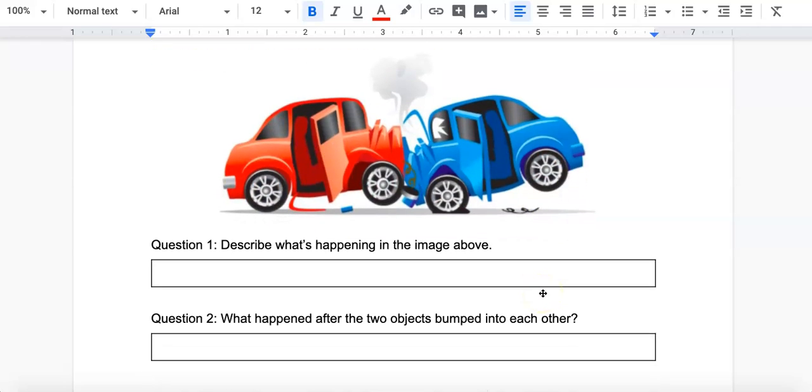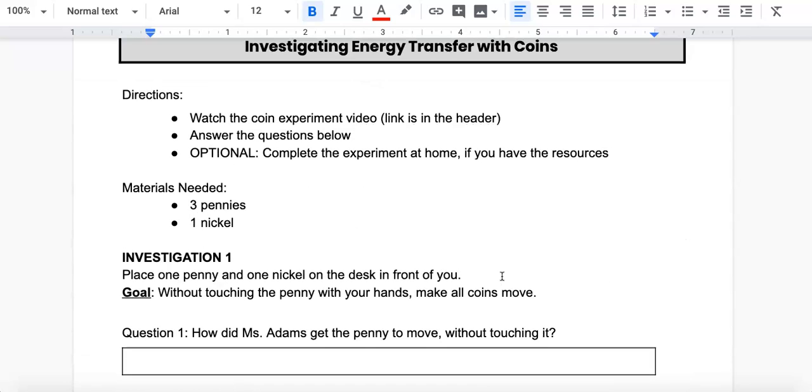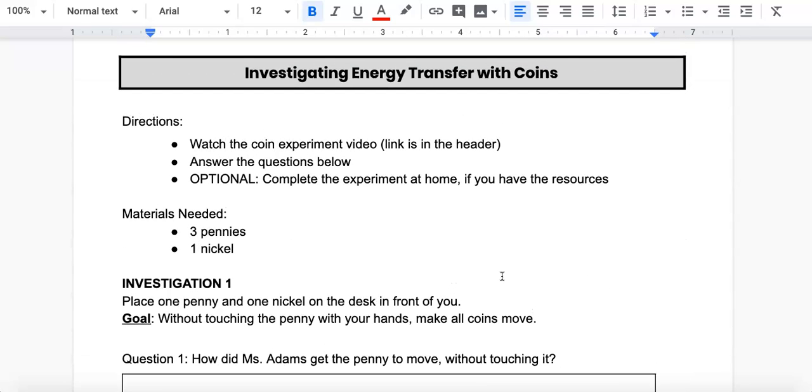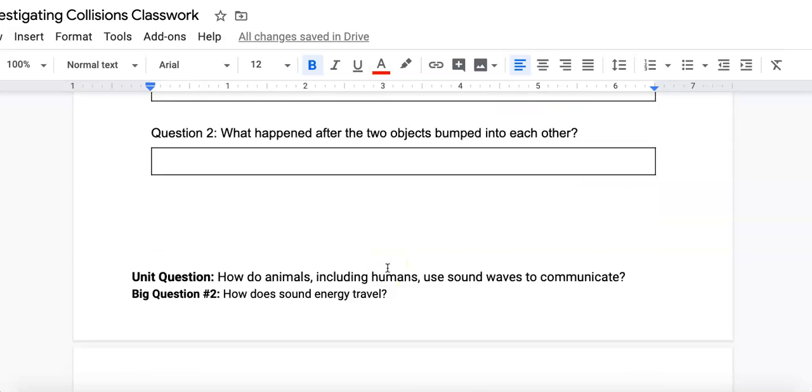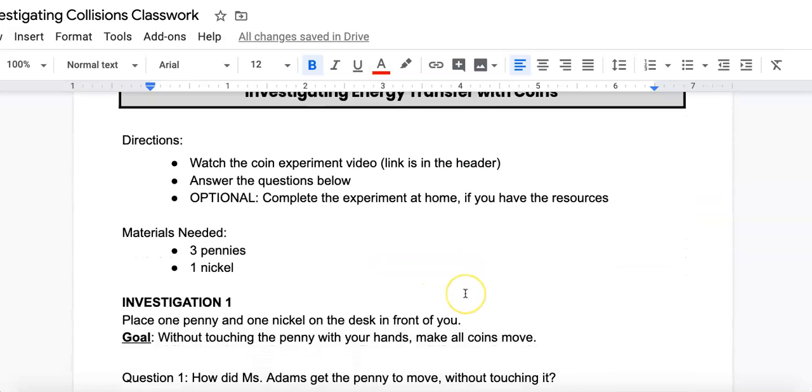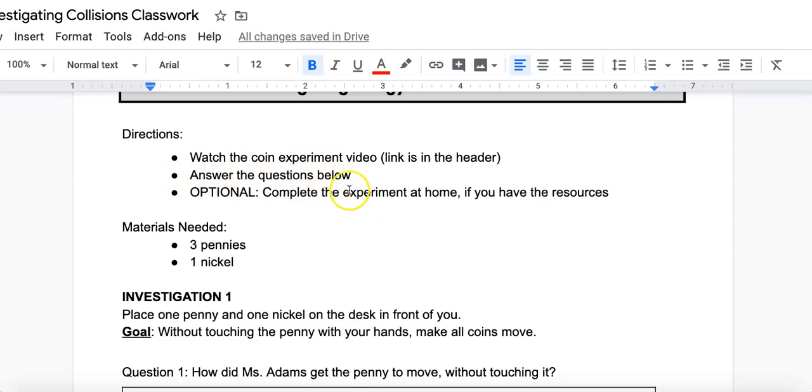As usual, you have your PDN. There are two questions that are connected to this image. And then we have the other classwork that you're going to work on independently. So what we're going to do is investigate energy transfer through the coins. We're going to watch that video, but I want us to first get through the directions and the materials that you need. So you're going to watch the coin experiment video. Again, the link is right here in your heading, but we're going to play the video as well in this instructional video. And then you're going to answer the questions below.